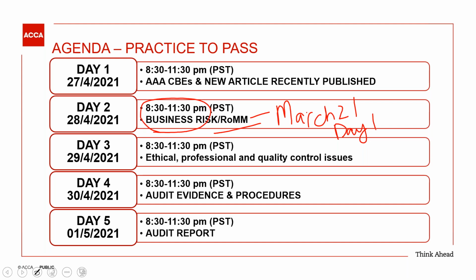So we have 3 things on agenda today. First, the article which was left incomplete yesterday. That's number 1. And after completing the article today, we'll move on to the business risk. And at the end of the day, I'll be showing you how to use a spreadsheet in a computer-based exam.